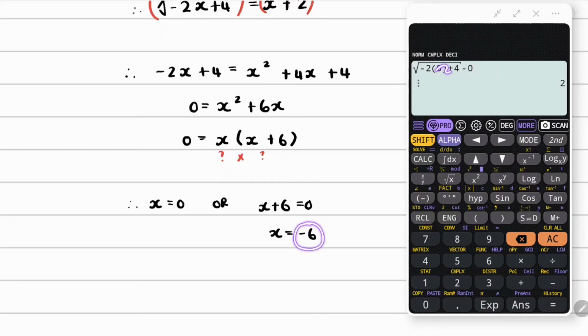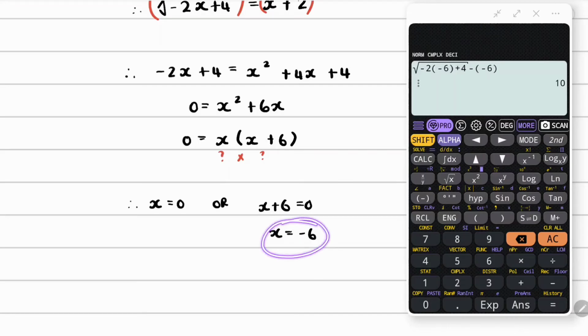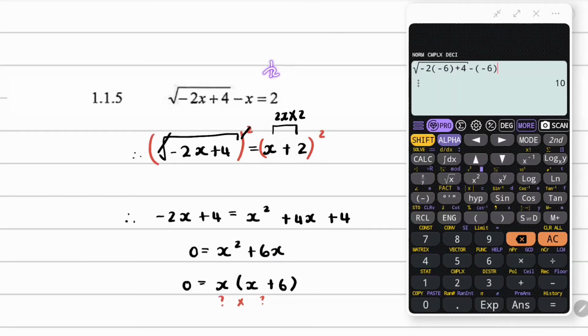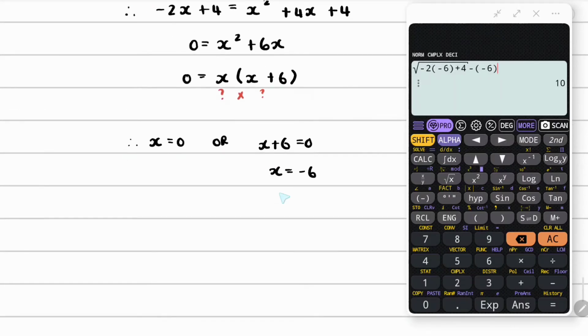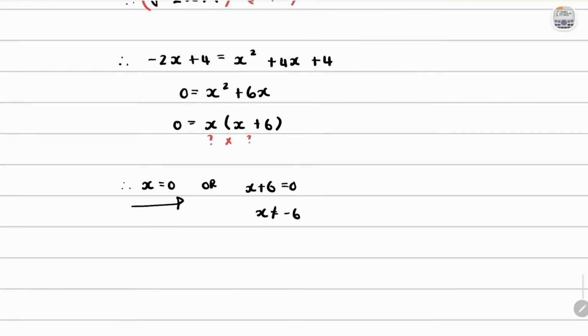Now let's try that with negative 6. If you substitute negative 6 in place of x, what do we get? So that's minus, and of course minus 6, which gives you 10. That is not true. That solution gives us 10 instead of 2. So we are going to cancel that solution, and x is therefore equal to 0 only. And that is the solution to this question.